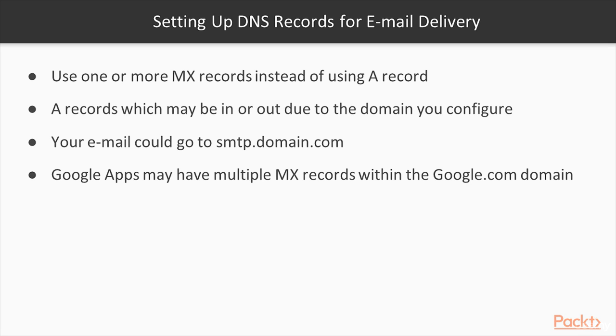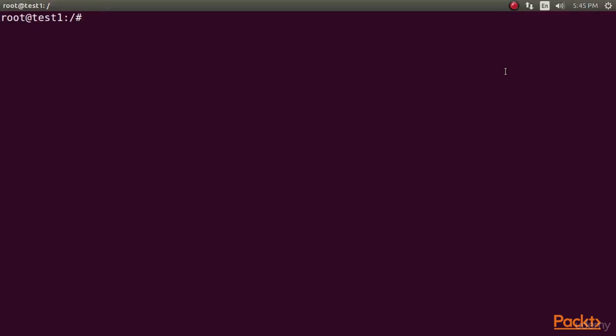Rather than depending on the A record, you can instead use one or more MX records with defined priorities that point to A records, which may be in or out of the domain you're configuring. For example, your email could go to smtp.domain.com. Alternatively, if Google Apps handles your email, you may have multiple MX records within the google.com domain instead. After this brief introduction, we will see how you can start with it.